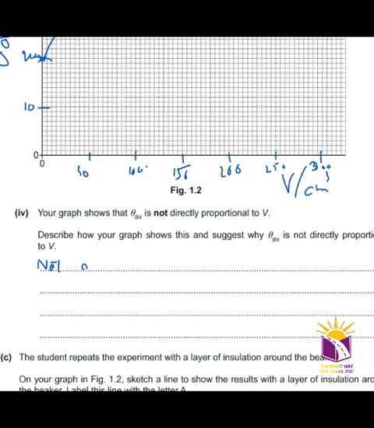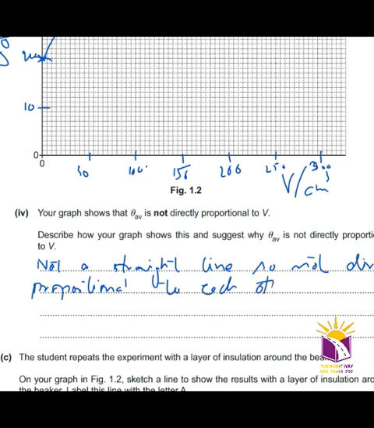Not a straight line. So not directly proportional to each other. Now, describe how your graph shows this and suggest why theta AV is not directly proportional.